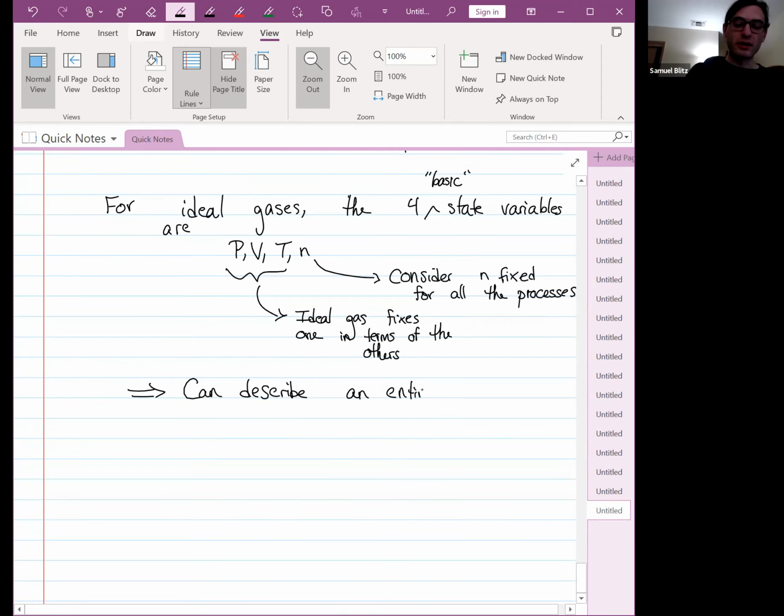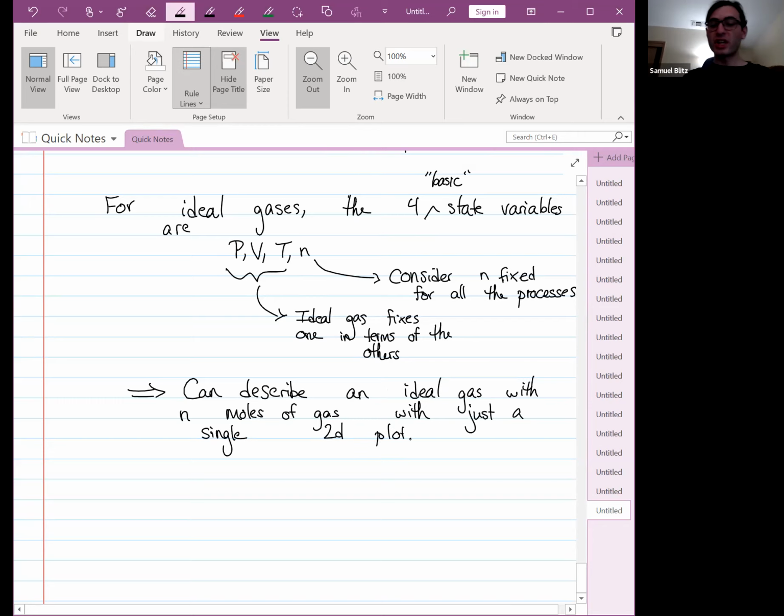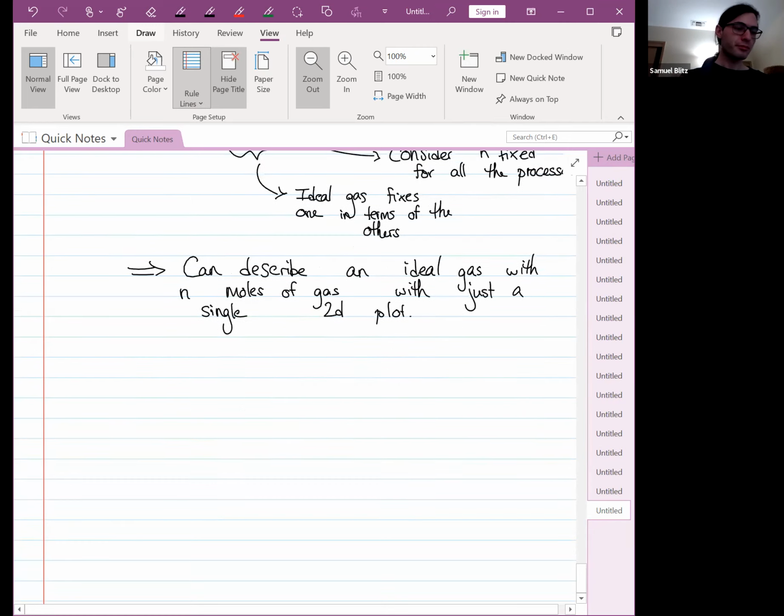So this is just saying that we can describe the entire state of the ideal gas with n moles of gas with just a single 2D graph, or a single 2D plot, rather, because all the other state variables can be derived. You can figure out the temperature if you just plot P and V, and then from the temperature you can find the internal energy and so on.